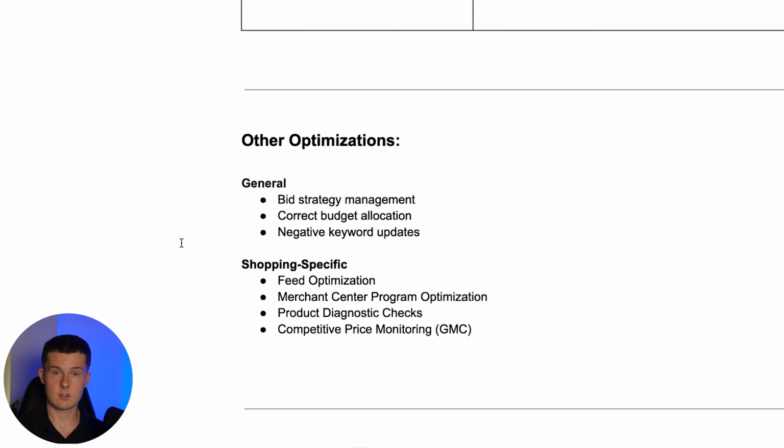So some other optimizations, obviously this goes without saying for every other campaign type: you need to make sure your bid strategy is correct and that you're managing it well. You're not having big swings in target ROAS values, just suffocating the algorithm. Correct budget allocation, so you're choosing the right campaign structure, ensuring that the most important products are never limited by budget if they are performing well.